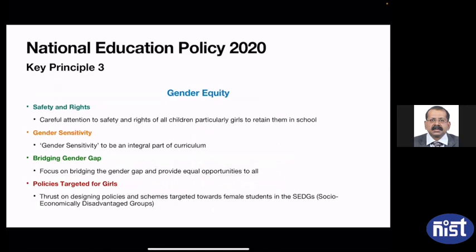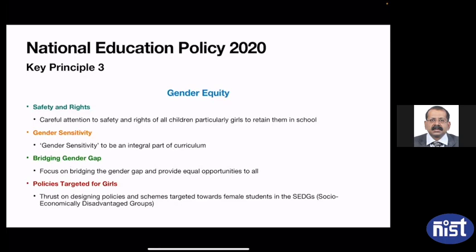So this is one of the key principles. The other key principle is that of gender equity. A special focus has been put on, again, at all levels, the safety and rights of all children, particularly girls, and trying to retain them in school. Gender sensitivity will be an integral part of the curriculum. And this is one issue where I think we do lack, not only in school education but also in higher education, we are insensitive to gender issues, and this will now be a part of the curriculum.